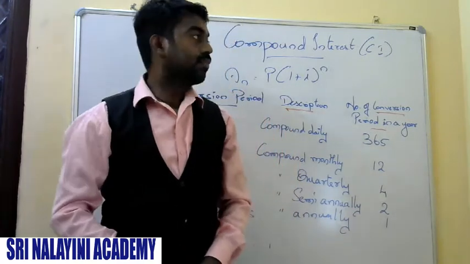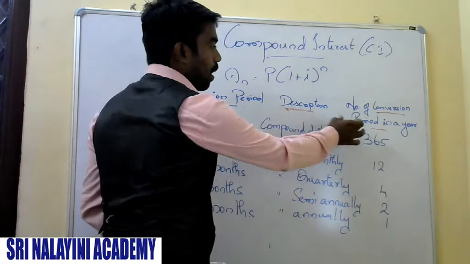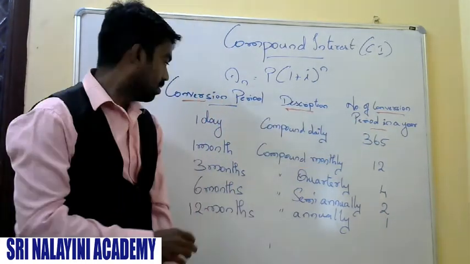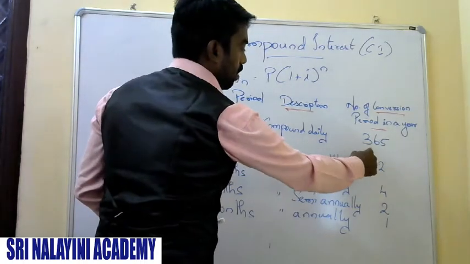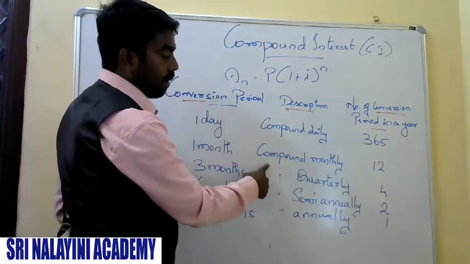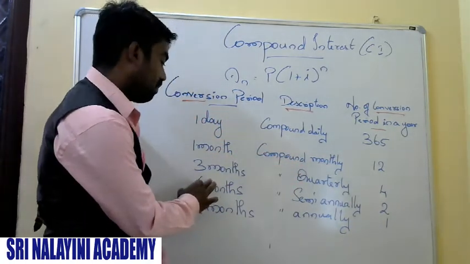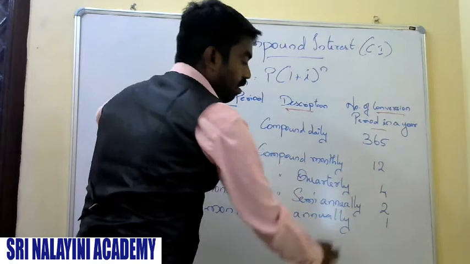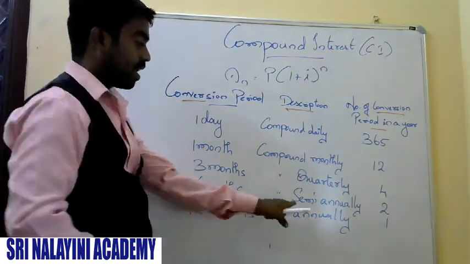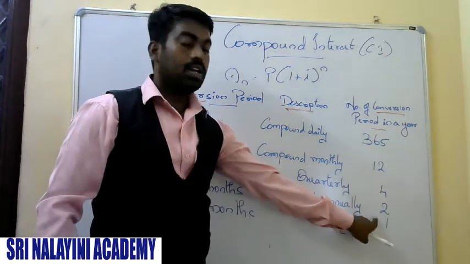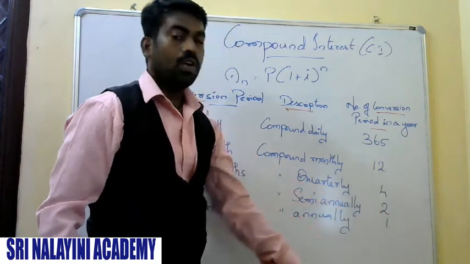For conversion, we are going to discuss the conversion period, description, and number of conversion periods in a year. 1 day is compounded daily and it's 365. 1 month is compounded monthly and it's 12; 12 months is equal to 1 year. 3 months is quarterly, 4 quarters in a year; 4 3s are 12. 6 months is compounded semi-annually, so the number of conversion periods in a year is 2.